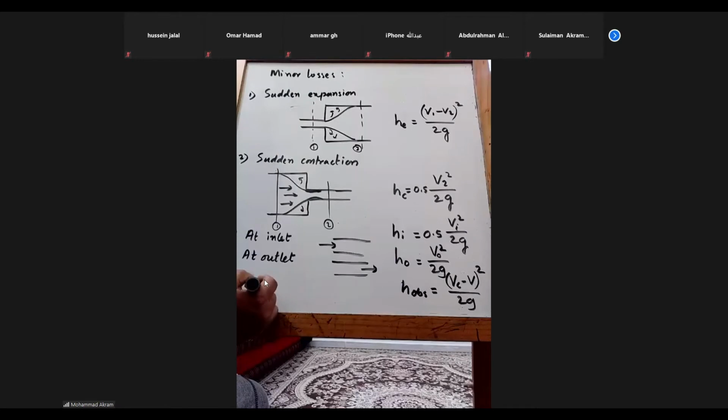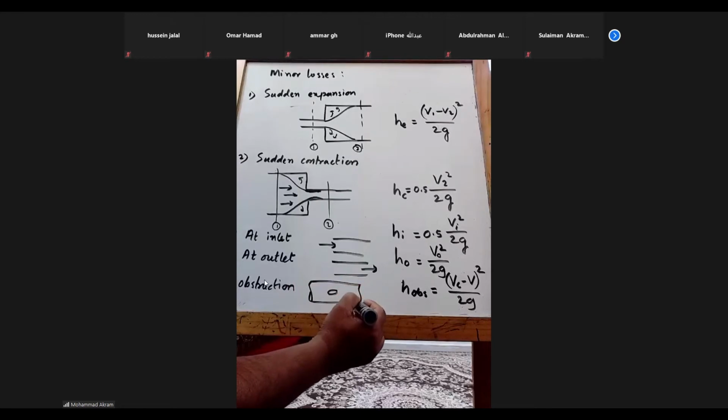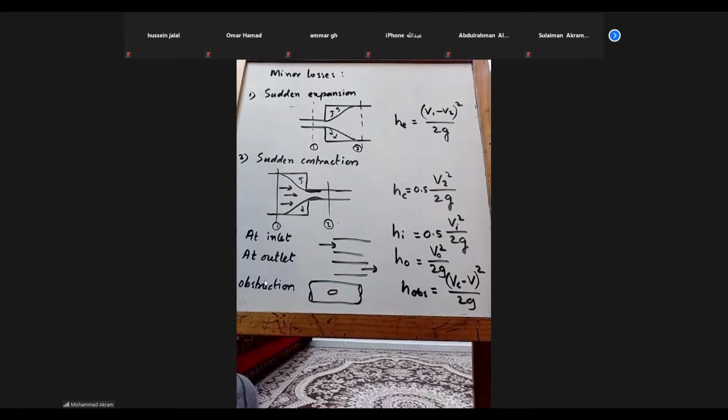Obstruction means, say there is a pipe and there is something inside the flow. Some object is there, like some wall, etc. So this is an obstruction to the flow. So you need to know the velocity here, because of how much area it is blocking.